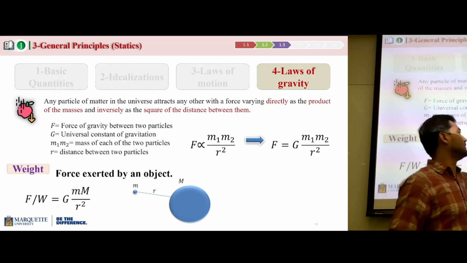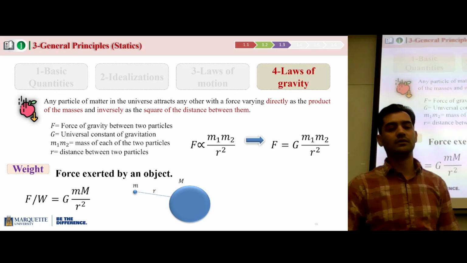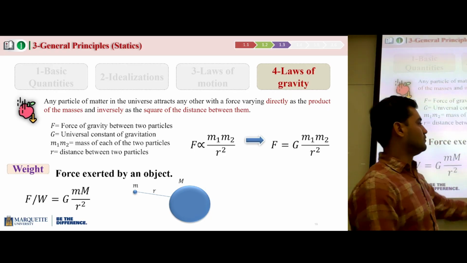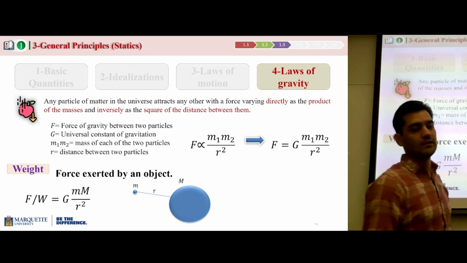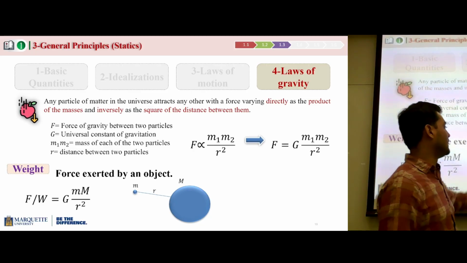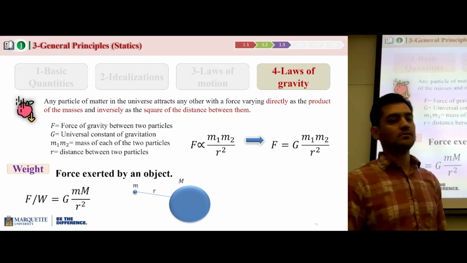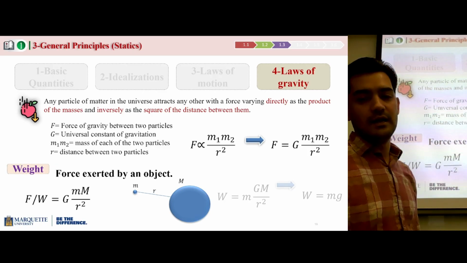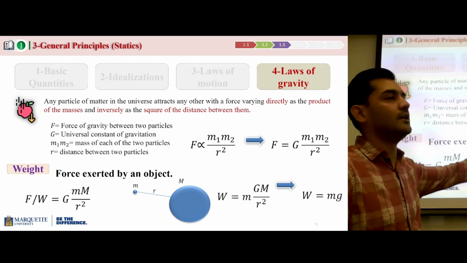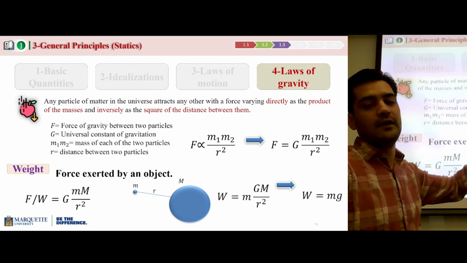Let's just say this is the Sun. Let's just say this is the Earth, and I've just drawn one circle. This is an idealization to do the modeling. The distance between them is r, which is the radius, and that's how you can calculate the weight of anything.